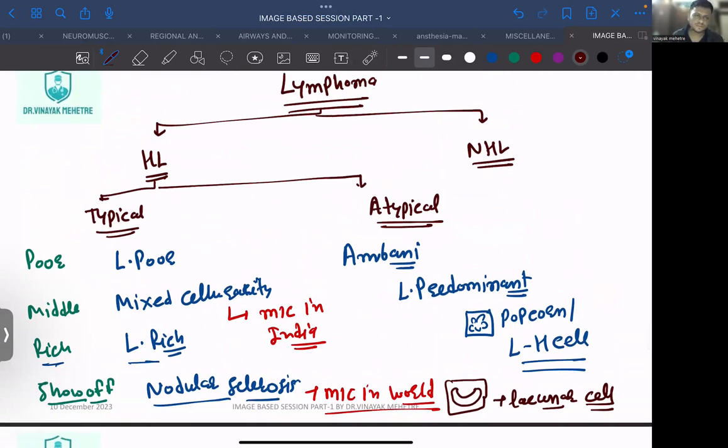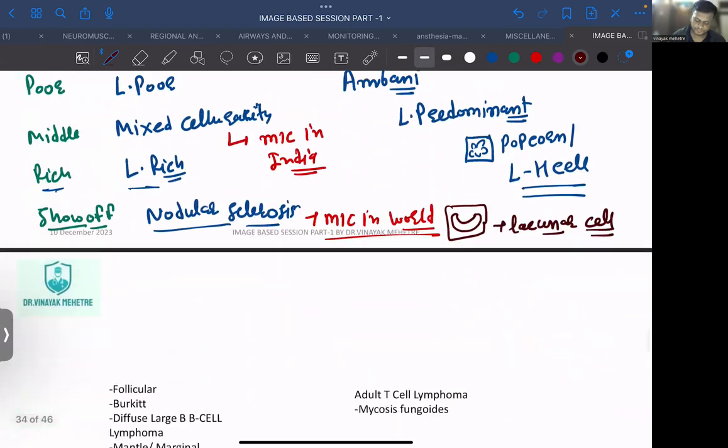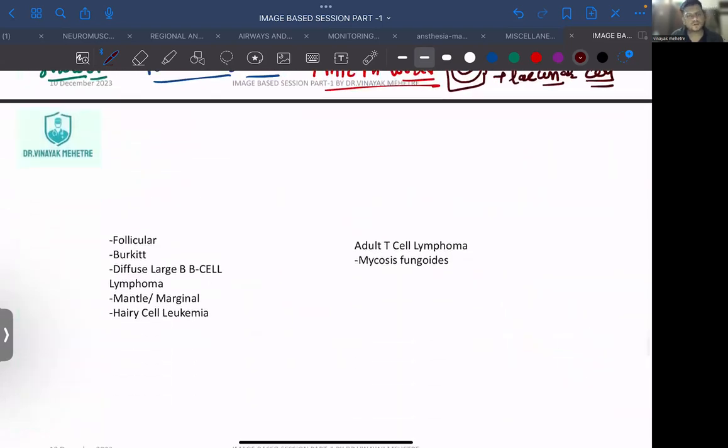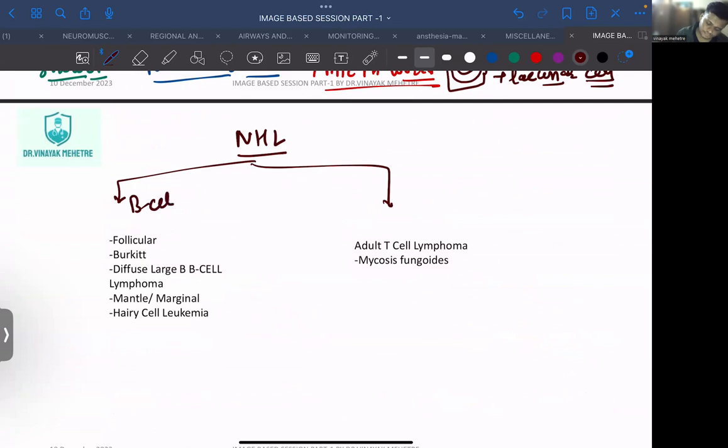Did you understand this one? Easy है. Just remember the classes of society. That's it. Okay. Then we come to non-Hodgkin lymphoma. They are divided into B cell and T cell. किसमें डिवाइड किए? B cell and T cell.